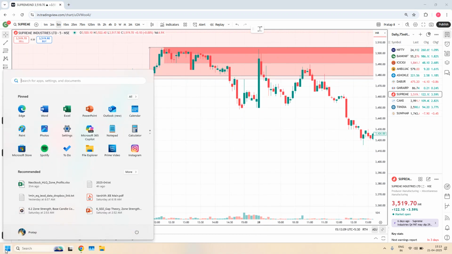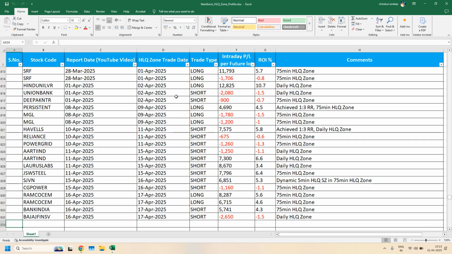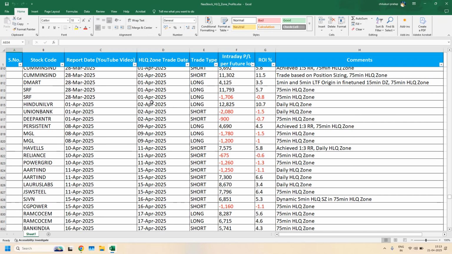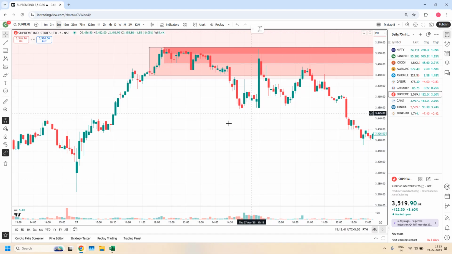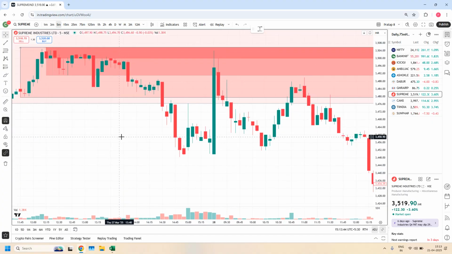If I show you the Excel sheet, (28th March) HLQ. This is the date we have to check. 28th March. Yeah, see here, Supreme Industries. The same stock, Supreme Industries, on 28th March gave us a short trade. The 5-min HLQ supply zone trade inside the daily HLQ zone. So from this area, it gave a trade.